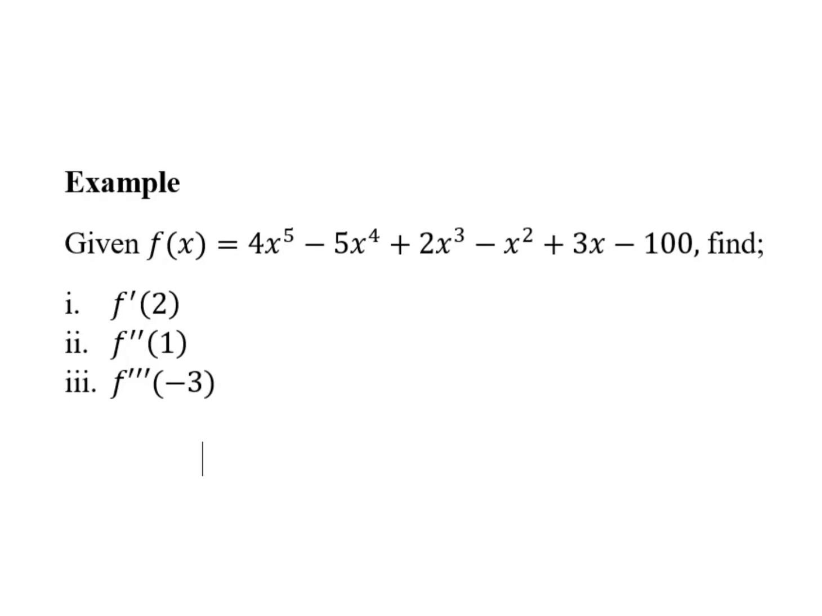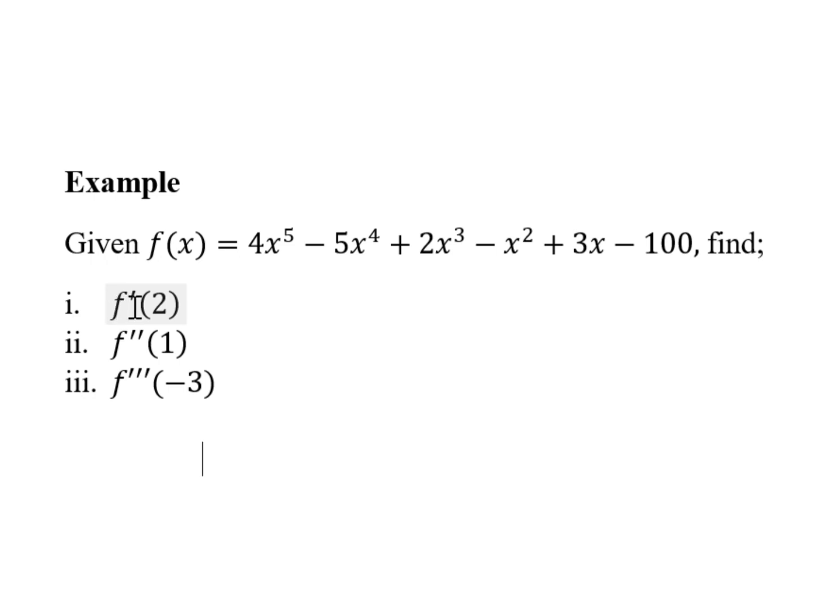We are given f(x) = 4x^5 - 5x^4 + 2x^3 - x^2 + 3x - 100. We are supposed to find f'(2), f''(1), and f'''(3), negative 3. So these primes we are seeing here normally denote the derivatives.